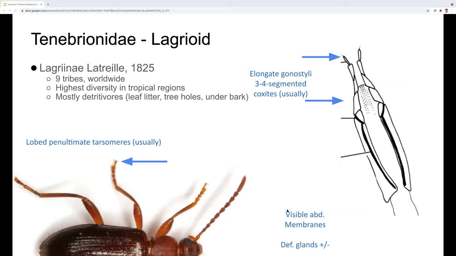So the Lagrioid branch, Lagriinae, there are 9 tribes worldwide. They're most easily recognized by having the penultimate tarsomere, the arrow's a little bit off, lobed or kind of cup-shaped underneath the insertion where the fifth tarsomere comes off. You can kind of see that there. Sometimes those lobes are a little bit reduced. They do usually have visible abdominal membranes, and many of them have defensive glands, which we'll talk a bit more about soon. They also have these elongate gonostyli off of a 3 to 4 segmented coxite here for the ovipositor. We'll talk more about that in a little bit. Most of these are detritivores that live in leaf litter and under bark and that sort of thing.